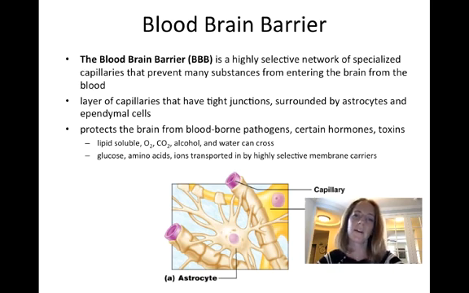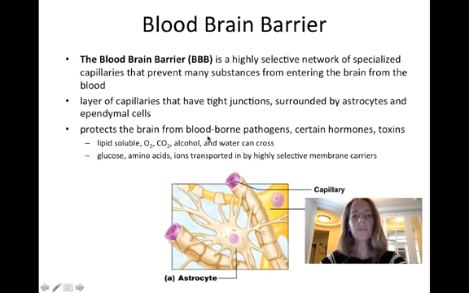So the blood-brain barrier is a highly selective network of specialized capillaries that prevents substances from entering the brain. So there's a layer of capillaries that has tight junctions. Those capillaries are surrounded by astrocytes. There's a large astrocyte, a star-shaped glial cell, here, and ependymal cells. So the ependymal cells protect the brain by preventing most substances from entering.